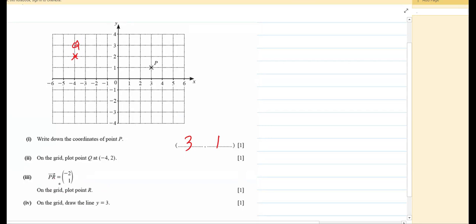Now, PR is given as (-2, 1). On the grid, plot the point R. For plotting the point R, you have to find the point R. You have the point P, which is (3, 1). Point R you don't know. Let's say the point R is (x, y). Obviously, if you write OP, what will be the OP? It is (3, 1), because whenever you have to find the coordinate of the point when a column vector is given, go with that way.